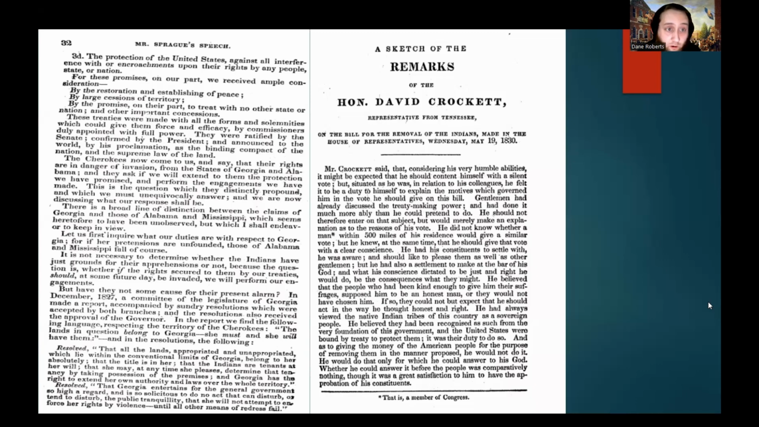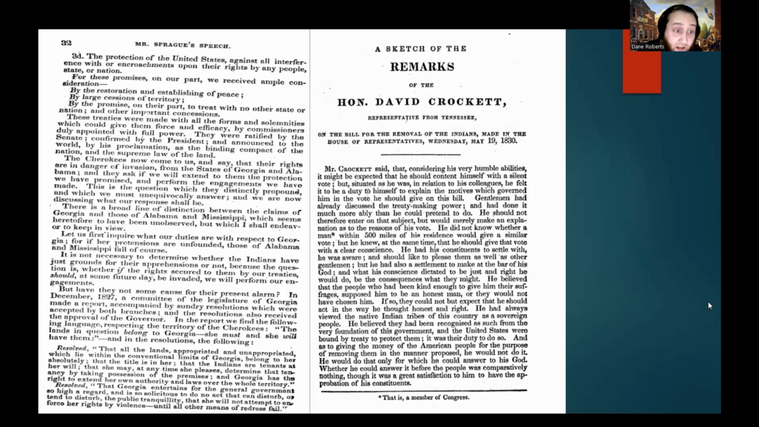For these promises on our part, we received ample consideration by the restoration and establishing of peace, by large cessions of territory, by the promise on their part to treat with no other state or nation, and other important concessions. These treaties were made with all the forms and solemnities which could give them force and efficacy by commissioners duly appointed with full power. They were ratified by the Senate, confirmed by the President, and announced to the world by his proclamation as the binding compact of the nation and the supreme law of the land.